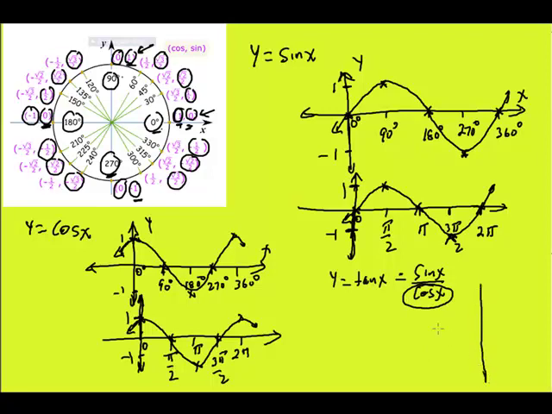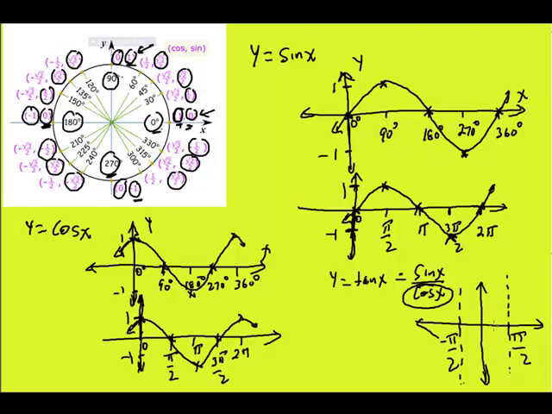So where is cosine 0? It ends up being 0 at pi over 2 and negative pi over 2. At pi over 2, I can't have anything there, so I have a vertical asymptote there. At negative pi over 2, I can't have anything there because cosine turns into 0.